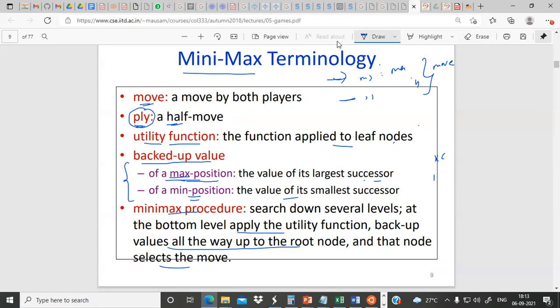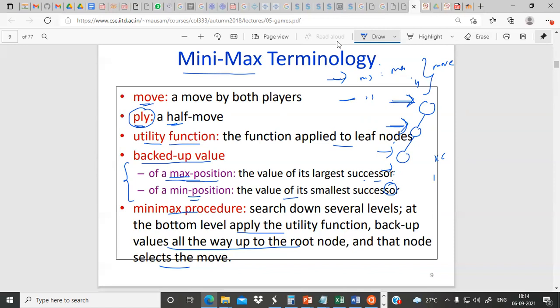The search algorithm will go up to the bottommost level. First it will be the max operation, then min. The max operation is by player one; let us assume it is the computer. The min operation is by player two, that is the opponent. Again max, min, like that it will go up to the last node, the leaf node. On the leaf node we apply the utility function, and based on it, the parent will get the value.